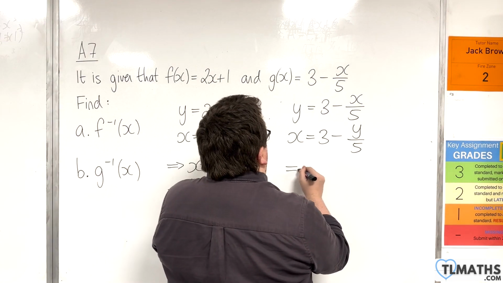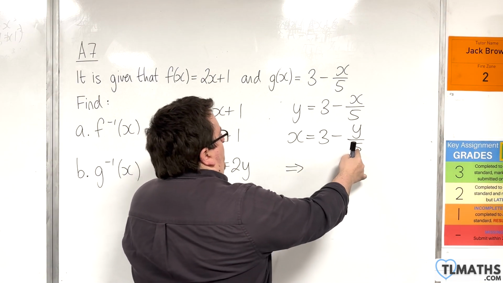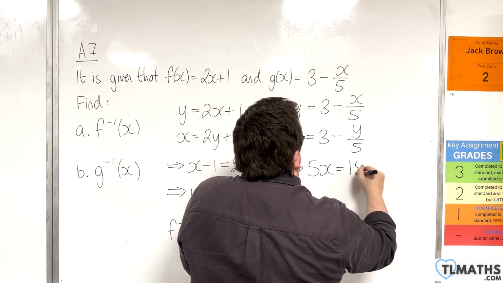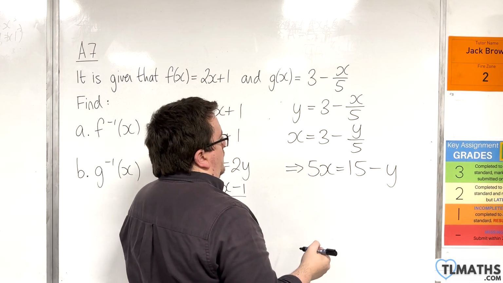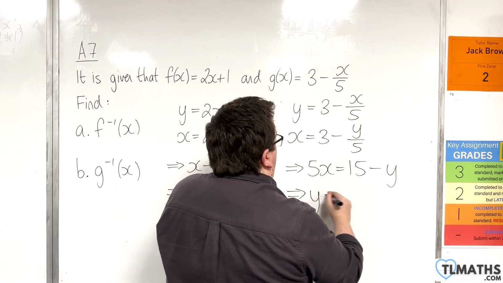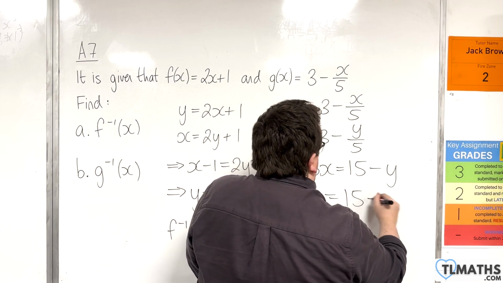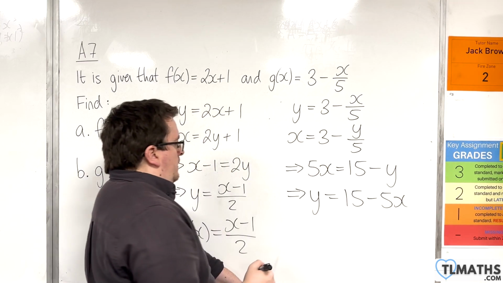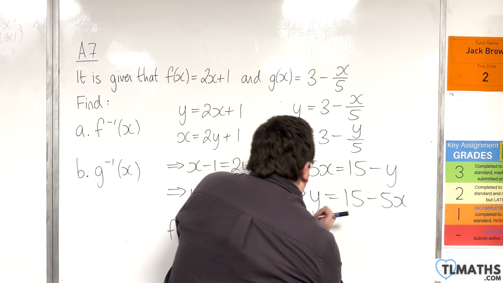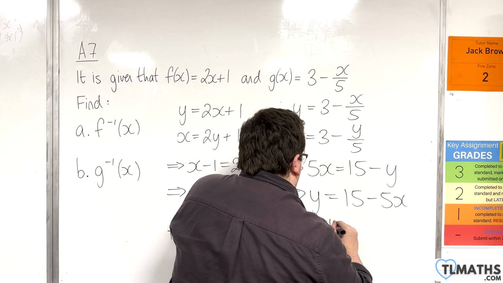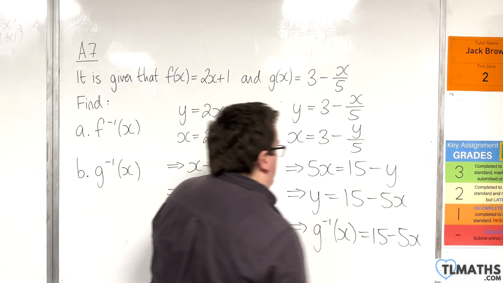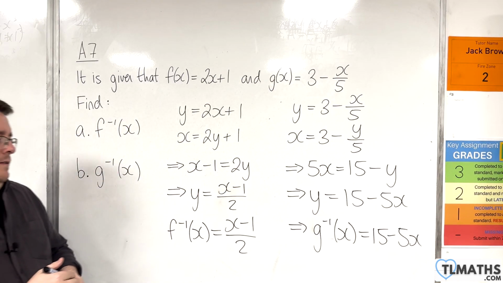You then rearrange this to get y equals. So because I've got a fraction here, I'm going to multiply through by 5 first. Then I'll add y to both sides and subtract 5x from both sides. Once you're there, replace the y with the inverse function of g. Okay, and we are done.